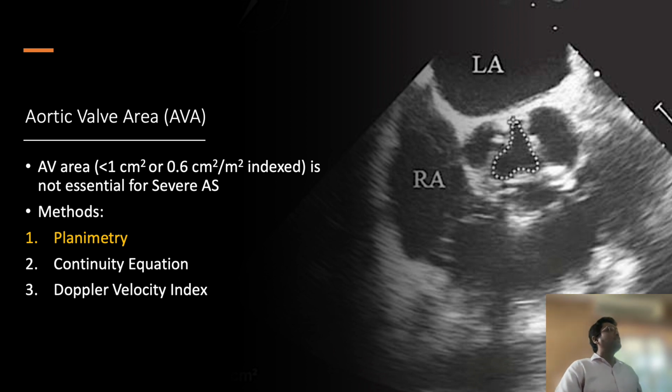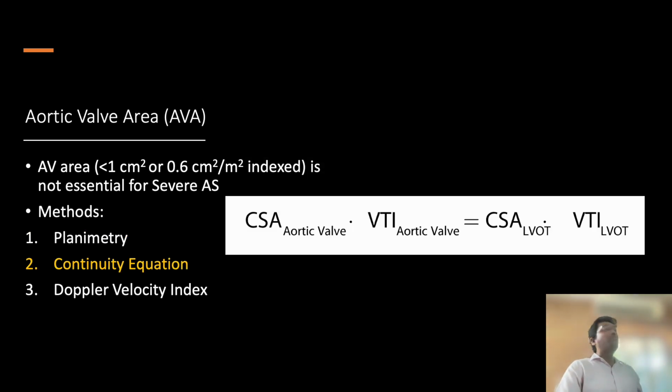So the methods: number one is planimetry. Number two is the continuity equation, where the cross sectional area of the aortic valve into the VTI of the aortic valve equals the cross sectional area of the LVOT into the VTI of the LVOT. By this equation I can deduce the cross sectional area of the aortic valve. But one thing to be mentioned, while using this continuity equation, the VTI of the aortic valve should be taken by continuous wave Doppler, and the VTI of the LVOT should be taken by pulse wave Doppler.